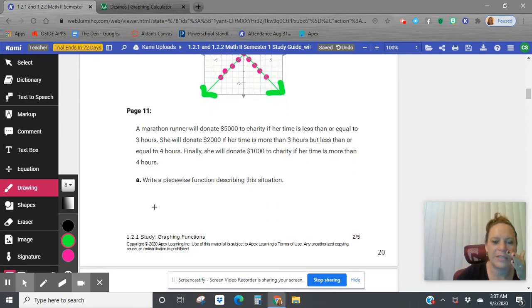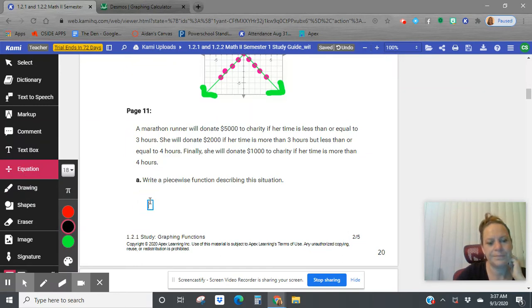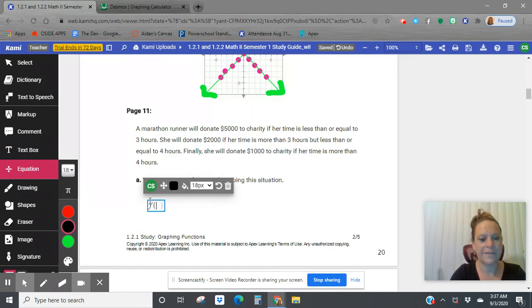All right, now they want us to write a piecewise function here for this next one. So picture this. A marathon runner donates $5,000 to charity if her time is less than or equal to 3 hours. Let's go grab our equation. Let's call the function f of x equals.